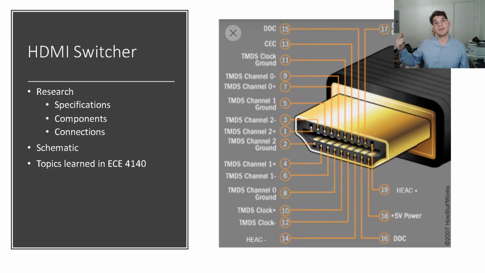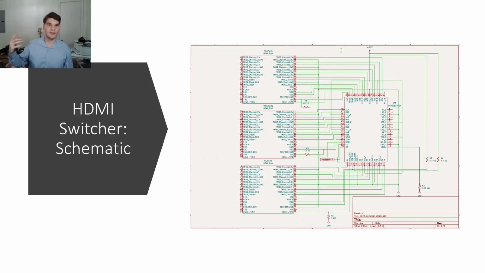The schematic comes up next, and the topics I learned for this came from ECE 4140. That's embedded system design. This is a very simple one, but it's an embedded system using a multiplexer, microcontroller, and these, and the HDMI cables and ports. And then right here we have the schematic.